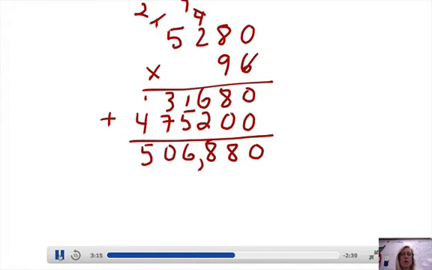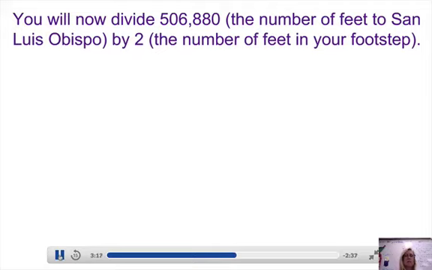And there you have it. So let me just pause that for a second. So we were calculating, by doing that multiplication, the number of feet that it is to San Luis Obispo. Not the number of steps, but the number of feet, by taking the miles and multiplying that times how many feet are in a mile.